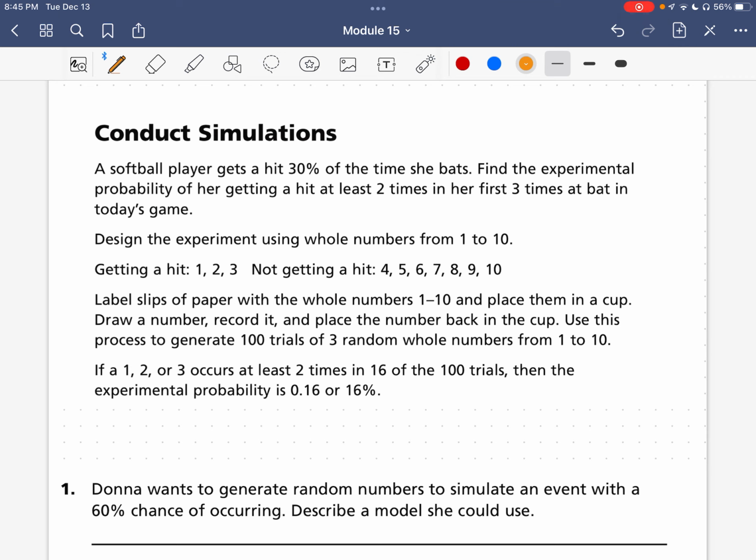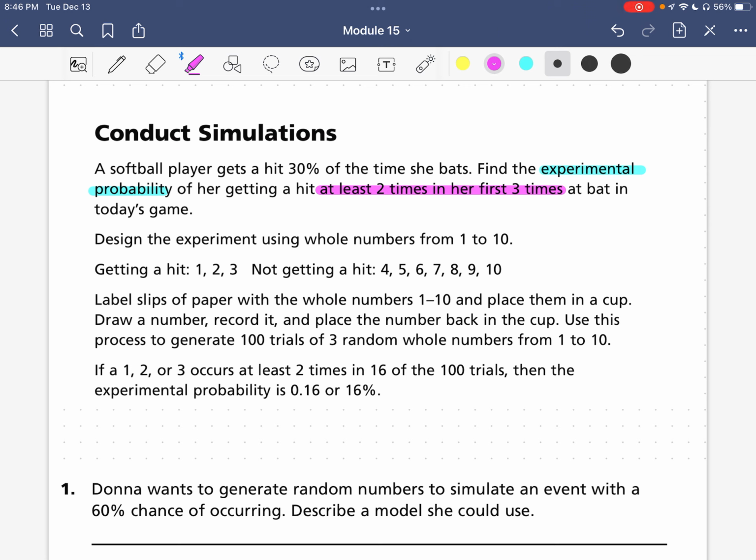We have a softball player who gets a hit 30% of the time she bats. So find the experimental probability of her getting a hit at least 2 times in her first 3 times at bat in today's game. So out of the first 3 times at bat, she wants to get at least 2 hits.